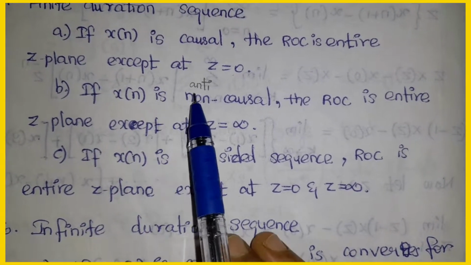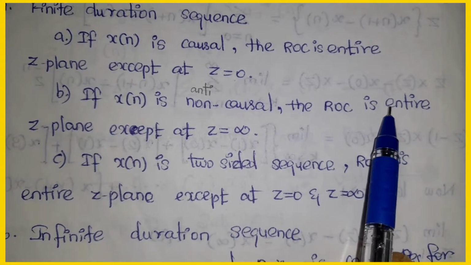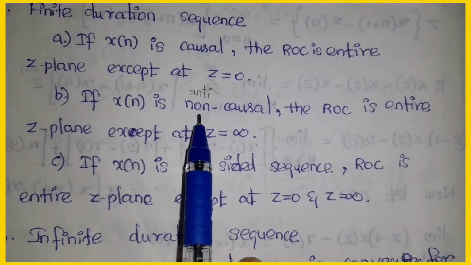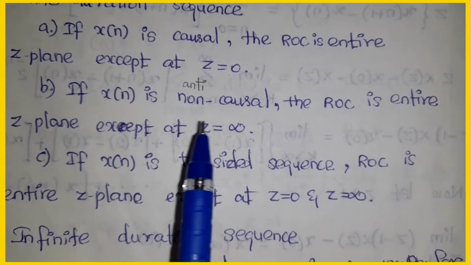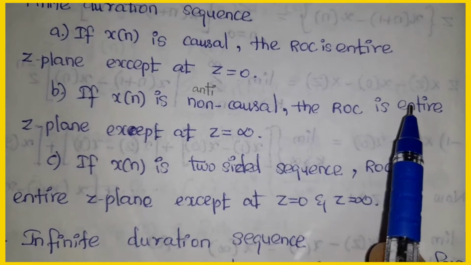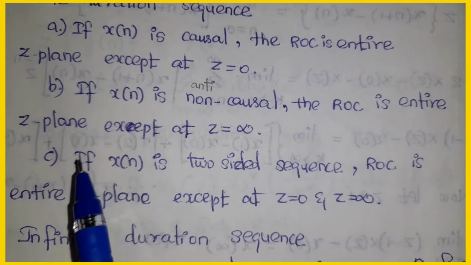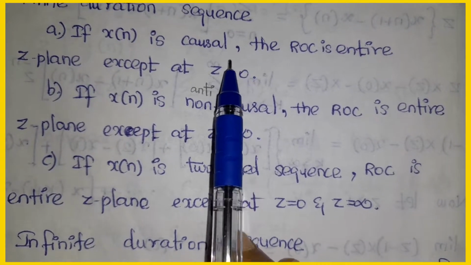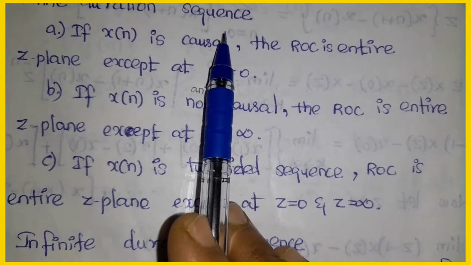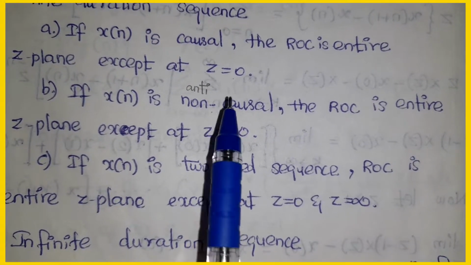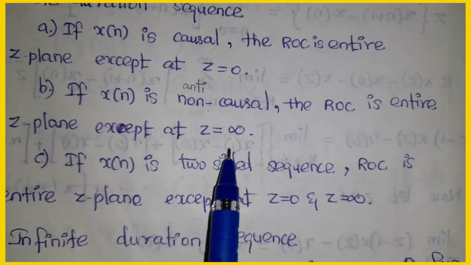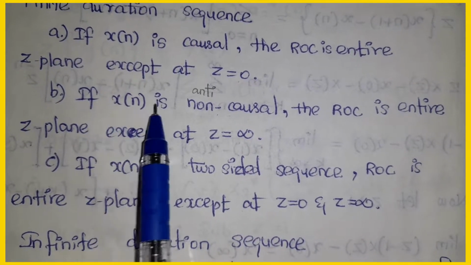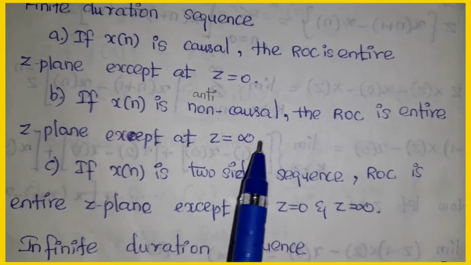Next one, if x of n is non-causal, the ROC is the entire Z plane except at Z equal to infinity. For example, non-causal or anti-causal both are same. If x of n is anti-causal, the ROC is the entire Z plane except at Z equal to infinity. அப்போ இதுக்கு என்ன மீனிங்? இது பிளேனில் இருக்கக்கூடிய Z பிளேன்ஸ் எல்லாமே கவர் பண்ணுது. இது except at Z. அப்போ இது பிளானில் எதுவுமே நமக்கு occupy பண்ணாது. It will occupy the region. So இந்த x of nஸ் ஆஃப் வேல்யூஸை மட்டும் நமக்கு occupy பண்ணிக்கும்.